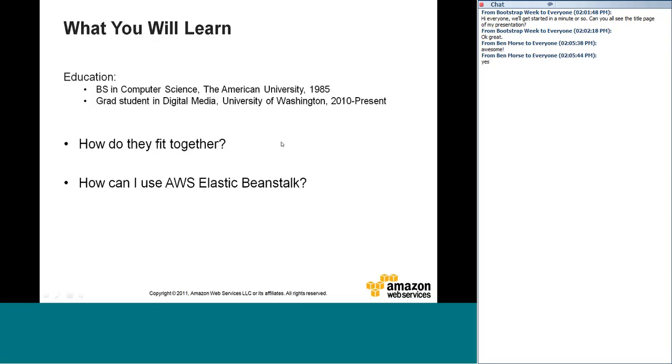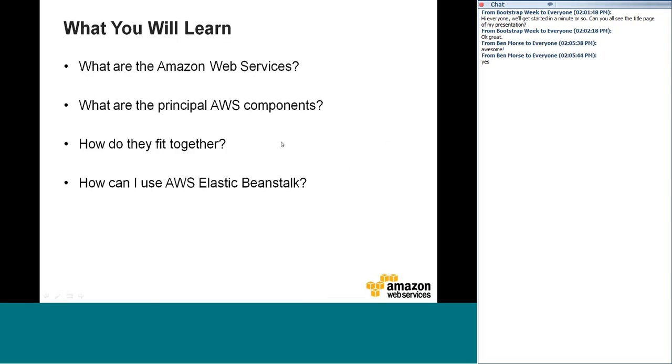There we go. Okay, so today I'm going to talk about the Amazon Web Services. I'm going to talk about the principal Amazon Web Service components, and I'm going to show you how they fit together. And then I'm going to talk to you about a higher level service that we have that's called the AWS Elastic Beanstalk.